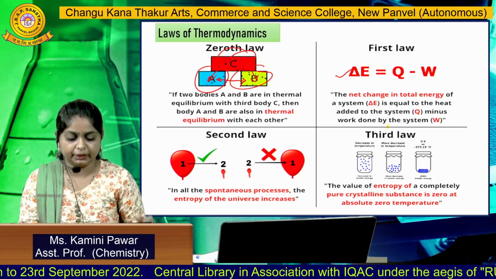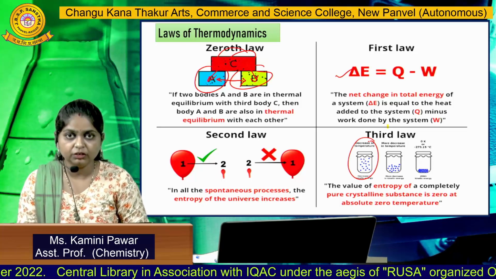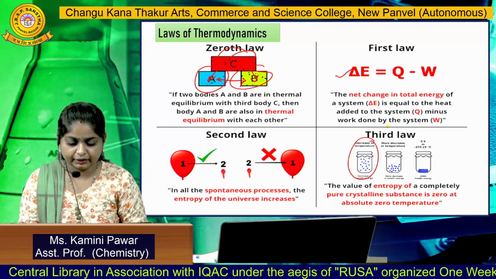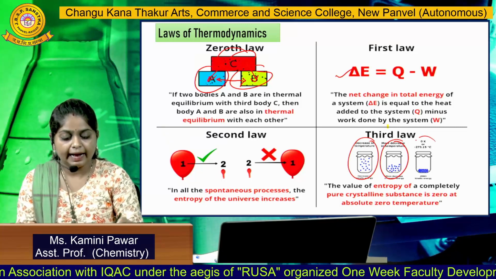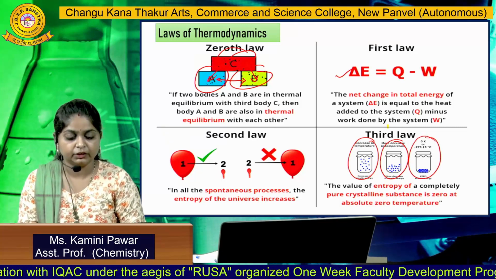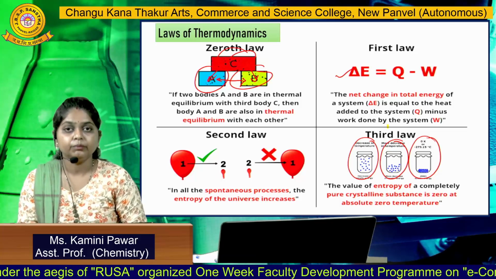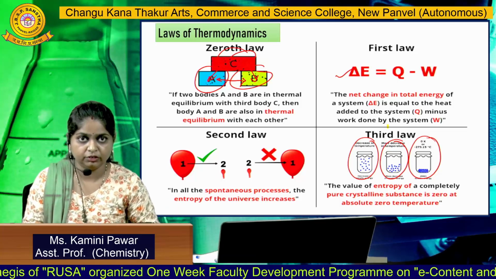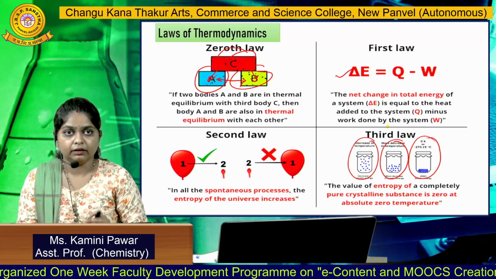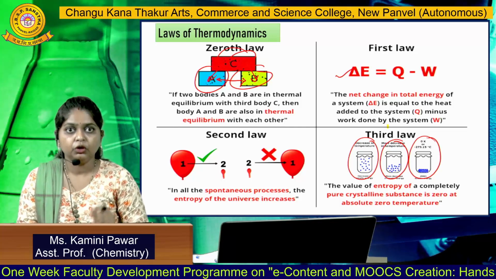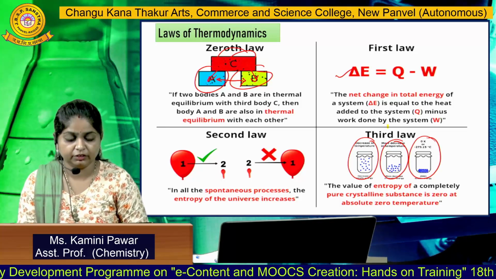at absolute zero temperature. That means you can see in the figure, with a decrease in temperature, there is a decrease in kinetic energy. The more the temperature decreases, the more the kinetic energy decreases, and at one point it reaches zero, the absolute zero temperature, and at that time the kinetic energy is also zero. So it means for a pure crystalline substance at absolute zero temperature, the entropy is zero.